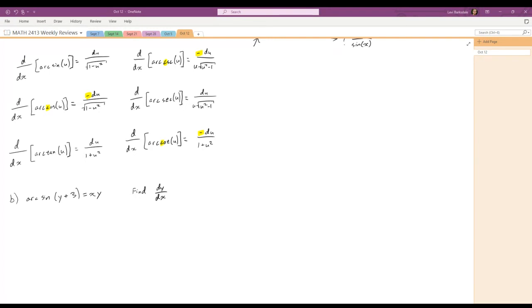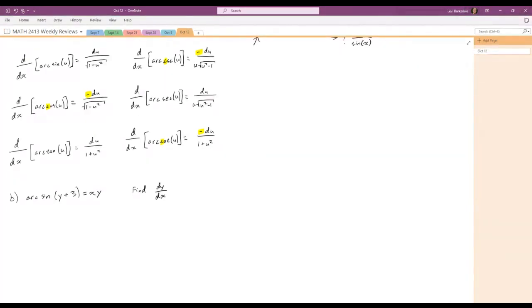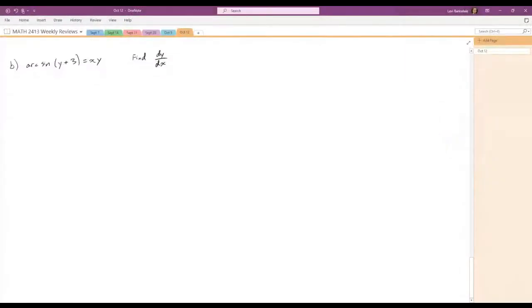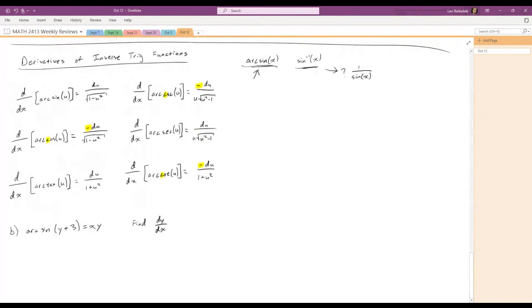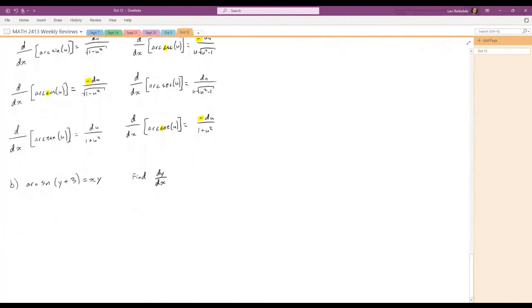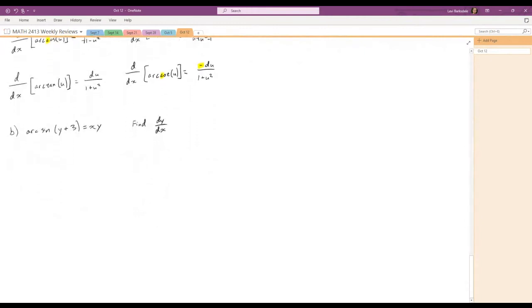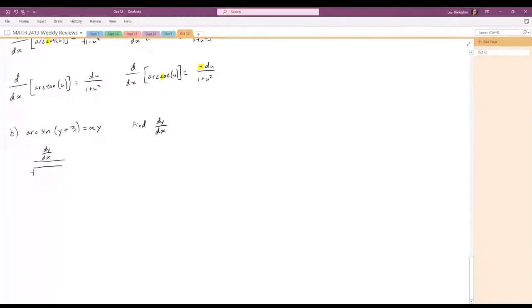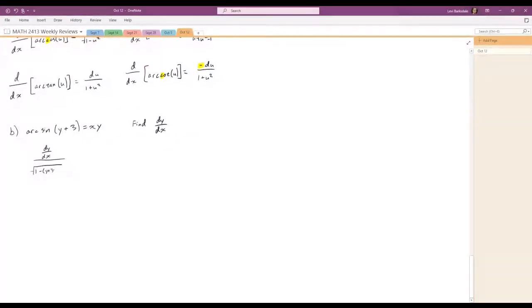All right, let's go over this problem real quick. So again, implicit differentiation. Again, I have to wait for OneNote to finish lagging on me. There we go, perfect. All right, derivative of arc sine. If we look back at our handy dandy chart, derivative of arc sine is du over square root of 1 minus u squared. Derivative of y plus 3 is just dy/dx. So then we'd have divided by the square root of 1 minus (y plus 3) squared.